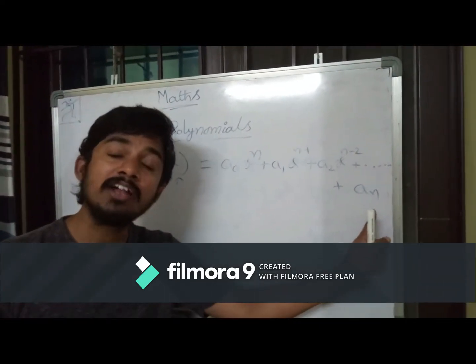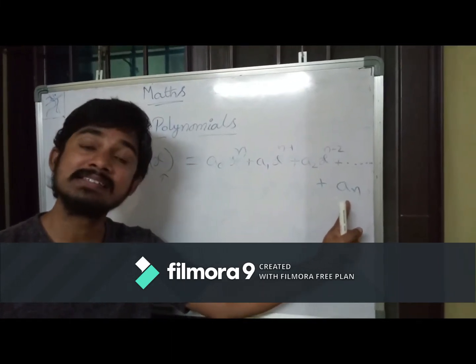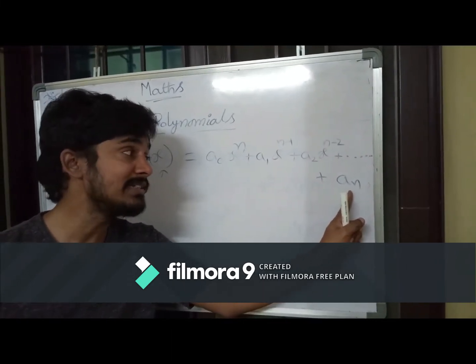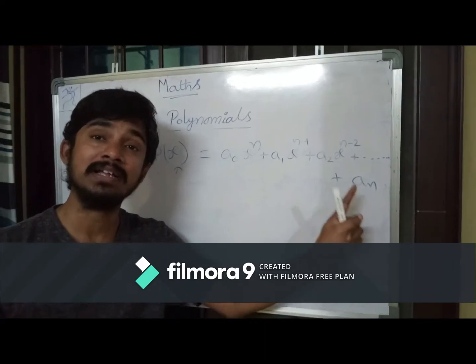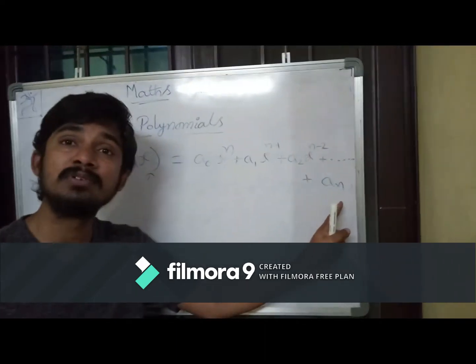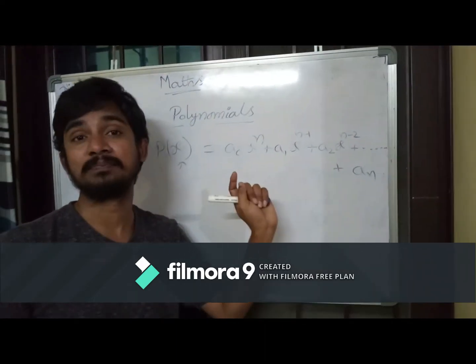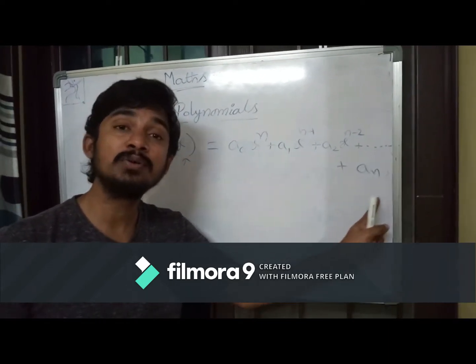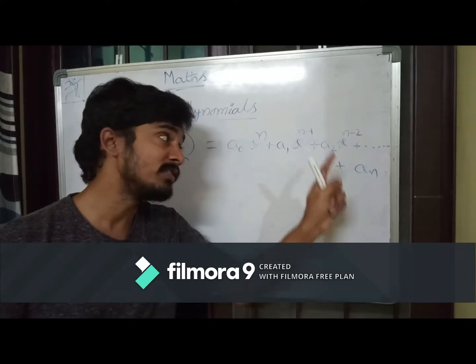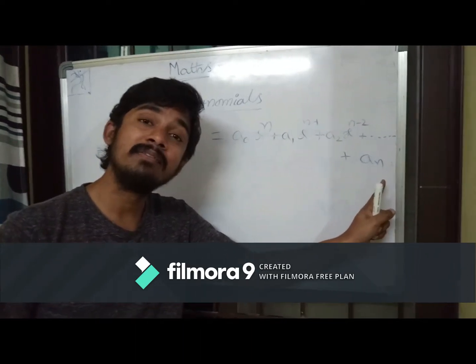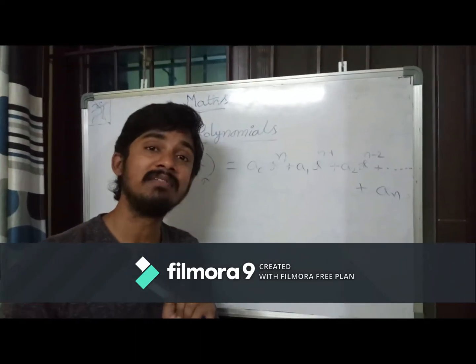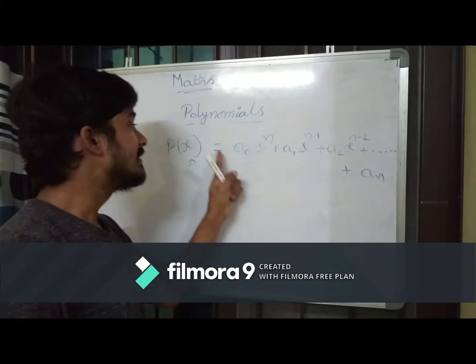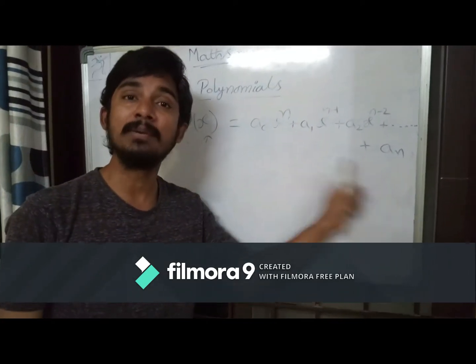The last term is a constant term. Last term means if there is no variable in the term, then the term is called a constant term. So here an can be written as an into x power 0. For the constant term, the power of the variable is 0. This is the general form of a polynomial.